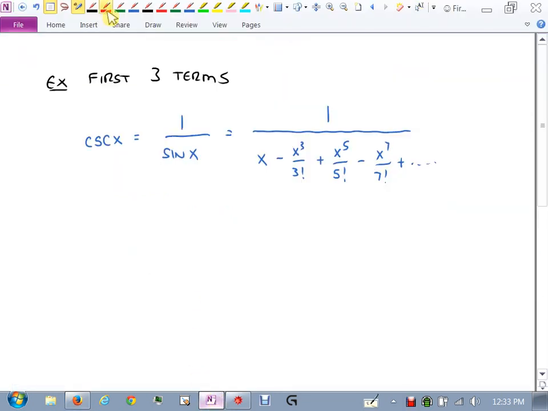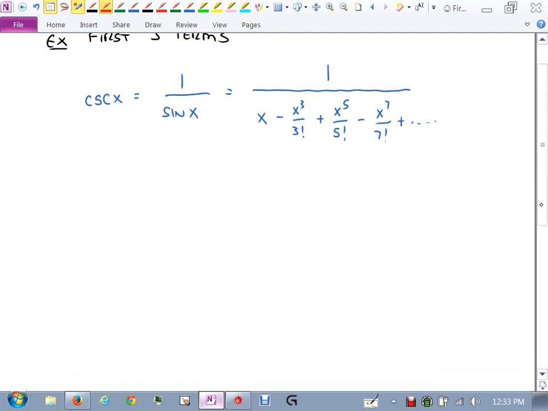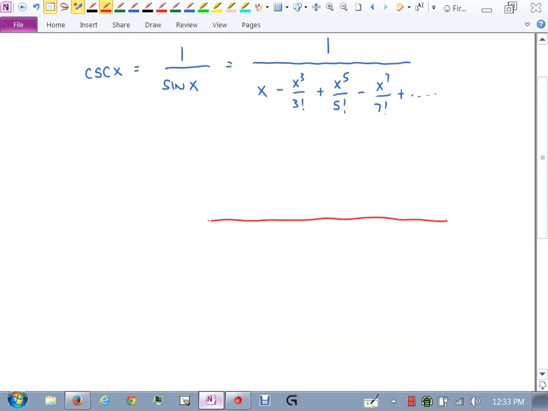You go old school division. If you remember your old school division, right? And you put 1 in here. And then you say to yourself, all right, I'm trying to multiply x minus x cubed over 3 factorial plus x to the 5th over 5 factorial minus x to the 7th over 7 factorial, dot, dot, dot, into that. How do you think we're going to do that?